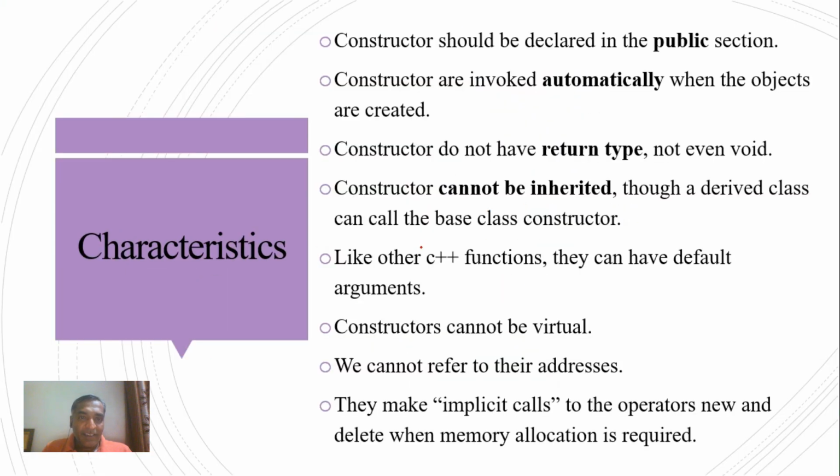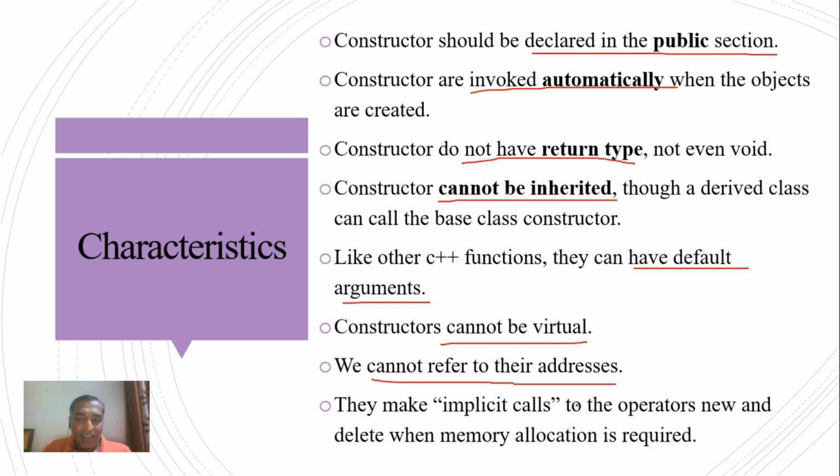Next is the characteristics of a constructor. A constructor is declared in the public section. It is invoked automatically when the object is created. It does not have a return type and cannot be inherited. Default arguments can be used. A constructor cannot be virtual. We cannot refer to their addresses. They make implicit calls to the operators new and delete when memory is allocated, so these points come under dynamic memory allocation. So these are the characteristics of constructors.